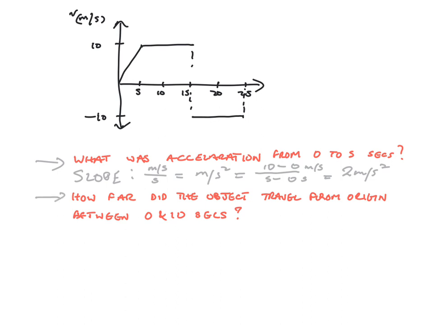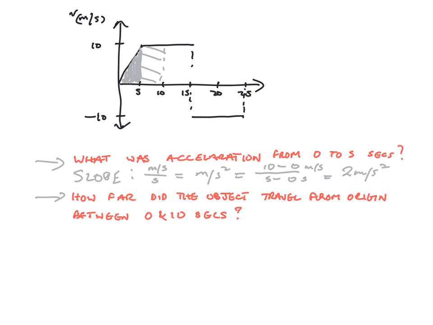Second question we might get asked is, how far did the object travel from the origin between 0 and 10 seconds? Well, we're not going to use slope for that. That just tells us the acceleration. But we can use the area under the curve to tell us how far it has moved. So if we need to get the area under the curve, remember we can split this strange looking object up into a triangle and a rectangle, and we can find the area for that.